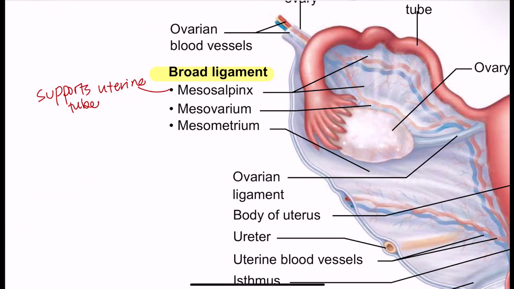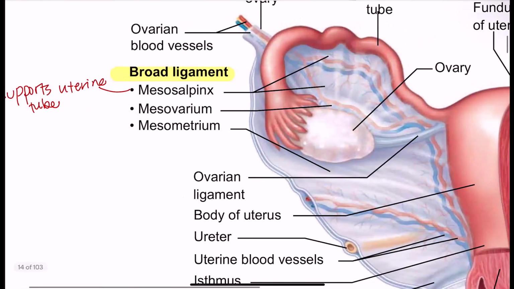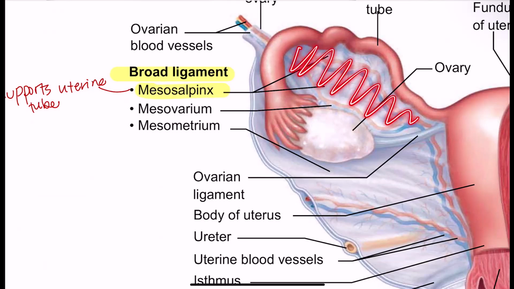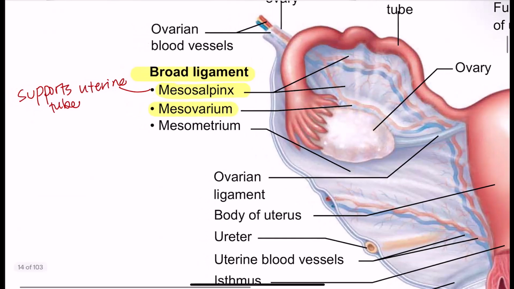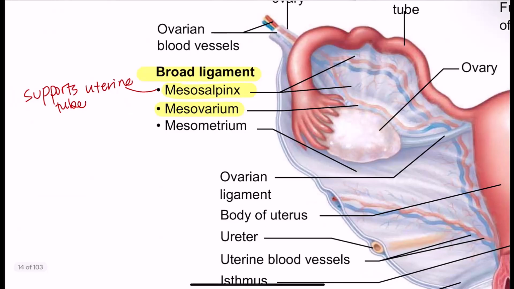That's called the mesosalpinx. That word salpinx means trumpet-like, referring to the trumpet-like situation of the infundibulum. So all of this is the mesosalpinx. There's also the mesovarium, which supports the ovary. Ovarium is the word that we care about there. And then lastly is the mesometrium, which supports the uterus.